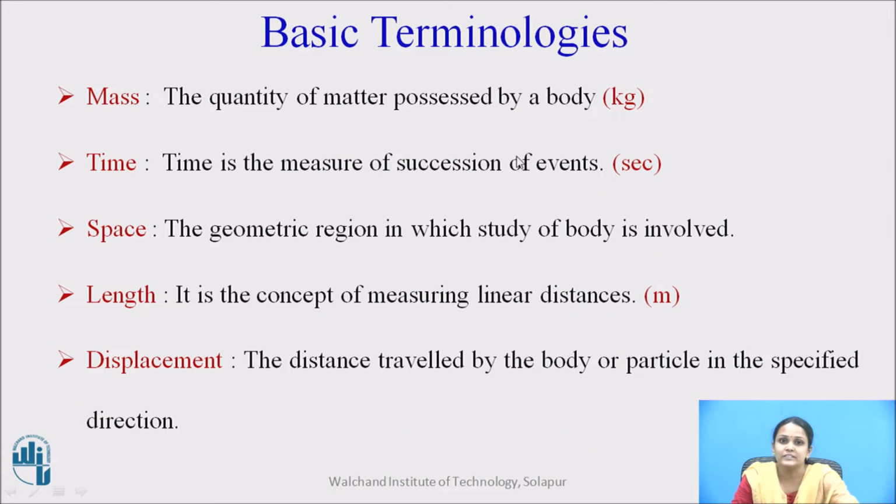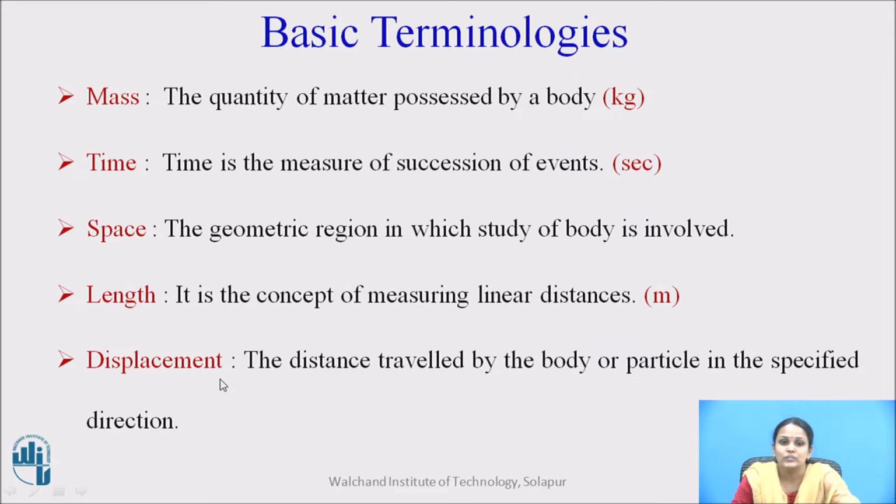Now these are some basic terminologies used in engineering mechanics. Mass is the quantity of matter possessed by a body. The unit of mass is kg. The next one is time. Time is the measure of the succession of events, which is measured in seconds. Then space, the geometric region in which the study of a body is involved. Next one is length. It is the concept of measuring linear distances. Length is measured in meters, kilometers.